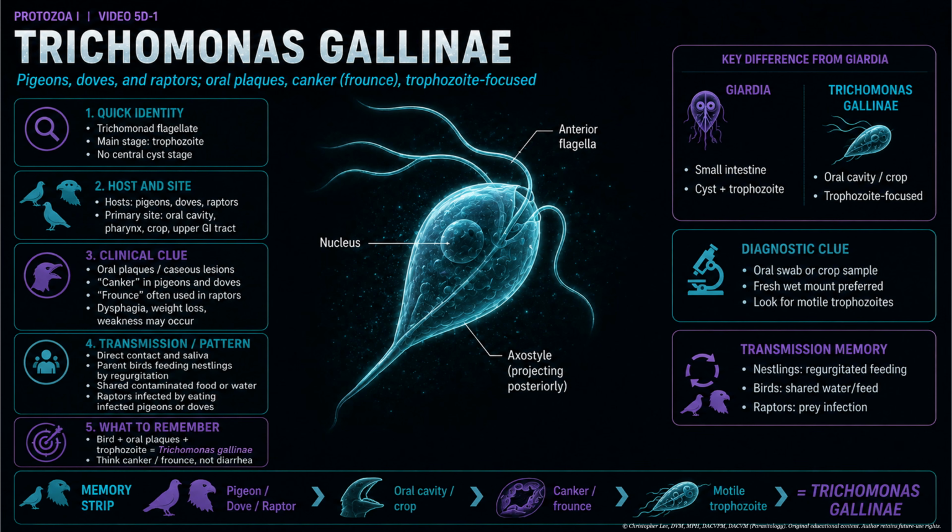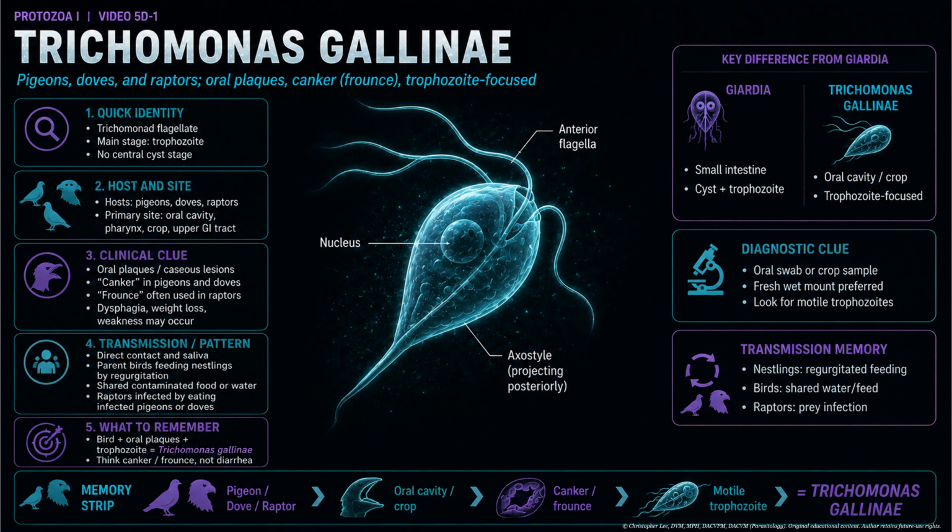In pigeons and doves, the disease is commonly called canker. In raptors, it is often called frounce, a traditional falconry term for trichomoniasis involving the mouth, pharynx, or crop. Affected birds may develop dysphagia, weight loss, and weakness. Transmission can occur through saliva, regurgitated feedings of nestlings, and shared contaminated food or water. For raptors, lunch quite literally comes with consequences.